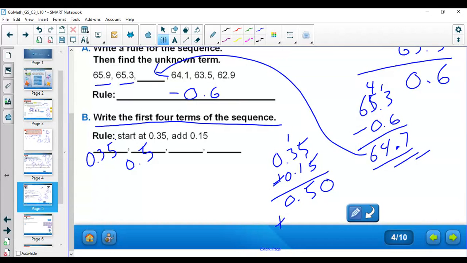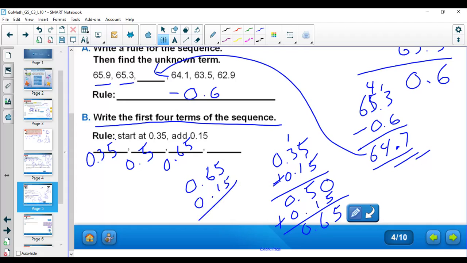And then I add another 15/100 to find my third term. Well, 5 plus 0 is 5. 5 plus 1 is 6. So my third term is 0 and 65/100. And then to find the fourth term, I just simply add 15/100 one more time, right? Because that's the rule they've given me. That's 0. I regroup. 6 plus 1 is 8. And our fourth term is 8/10 or 80/100.